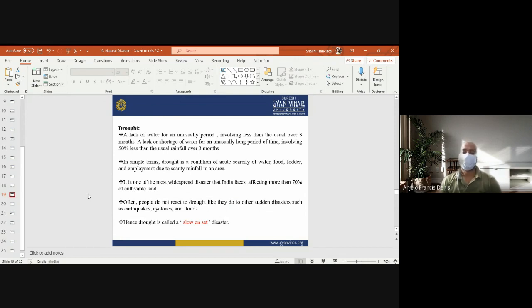Nearly 70% of cultivable land in India is under stress of water shortage. Generally, people don't consider drought a disaster because it does not occur immediately. It is a slow-occurring activity. That's why drought is generally not considered a disaster. But when we analyze on a long-term scale, we find that drought has many negative impacts on the environment as well as several environmental components. So that is why it is considered a disaster.